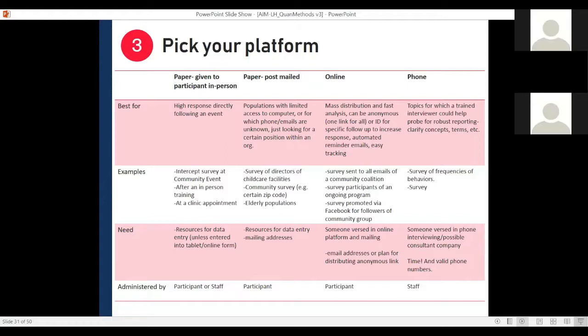Oh, and now I'm going to do a little show of hands, and Renee will tell me how many hands are up. How many of you currently use or have used online surveys for your program evaluation? Go ahead and raise your hand if you've used an online survey platform for evaluating your program. So you've got some hands raised.